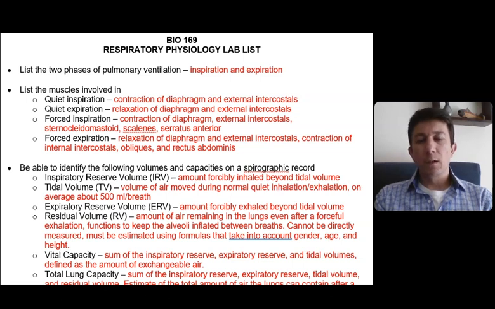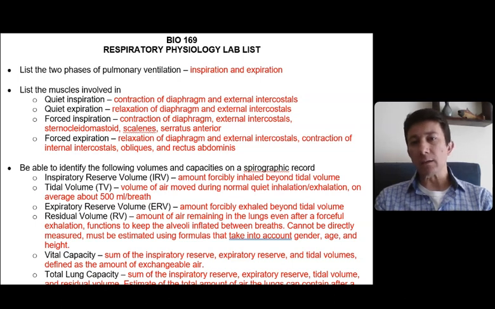Hi everyone. So in this mind map session, we will be examining the major topics and concepts related to the physiology of the respiratory system. And we'll begin with the phases of pulmonary ventilation. So keep in mind that pulmonary ventilation simply means moving volumes of air to and from the lungs.